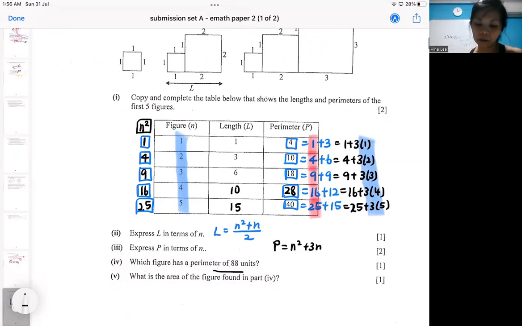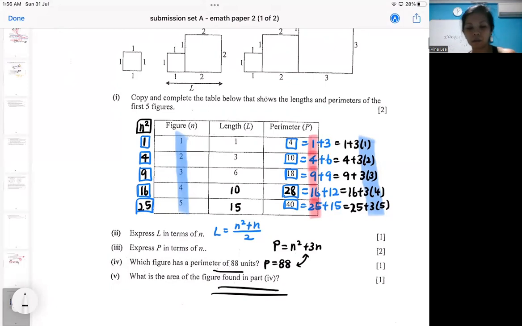Which figure has a perimeter of 88? So you are doing a quadratic equation. What is the area? That depends on what is the n that you have found. And then you can try to solve for the area. So everything relies on the formula.